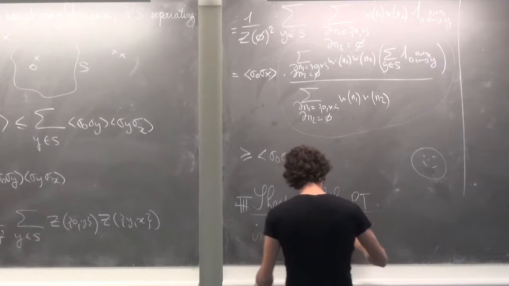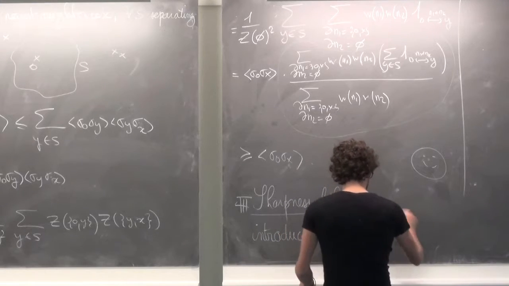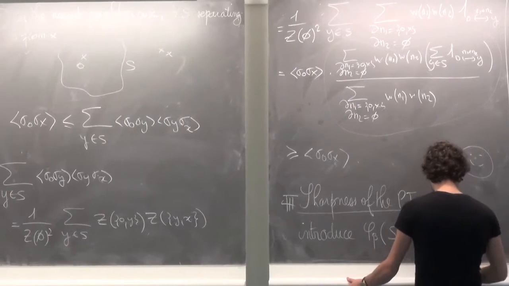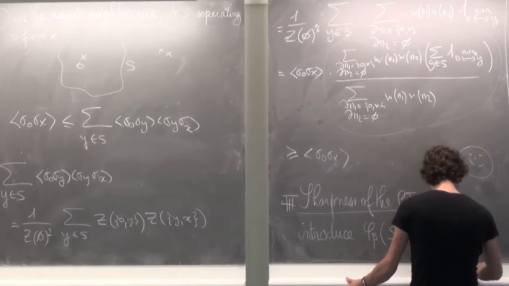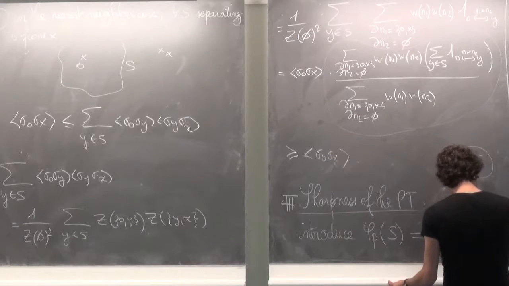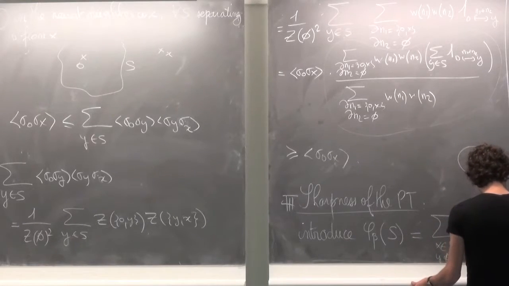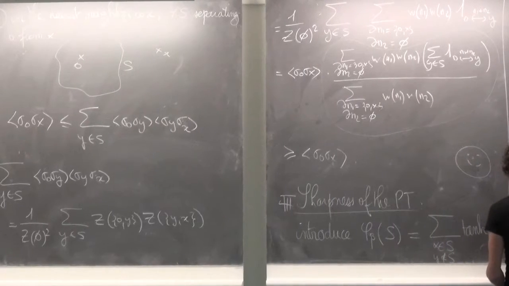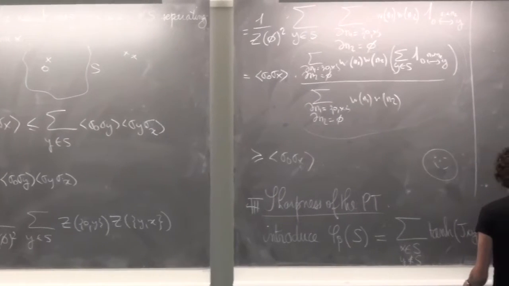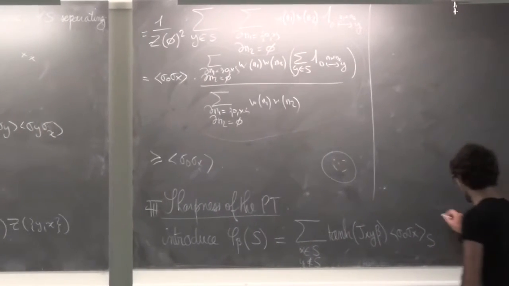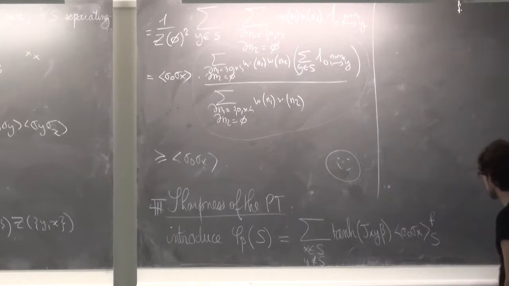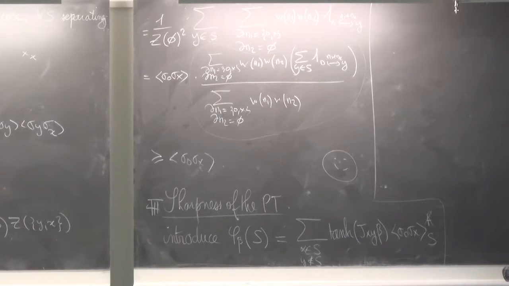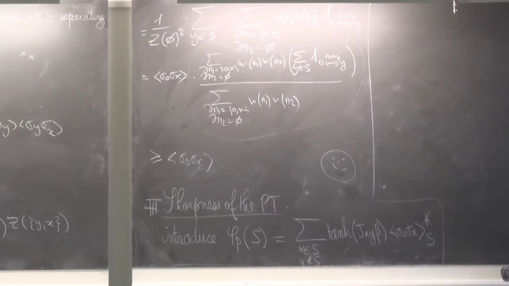phi beta of a set S to be the sum for x in the set S, y not in the set S, of hyperbolic tangent of J_xy beta times sigma 0 sigma x in the set S. Okay? And with free boundary condition. Maybe I didn't put free, and I just said if there is nothing, it's free. So let's introduce this.